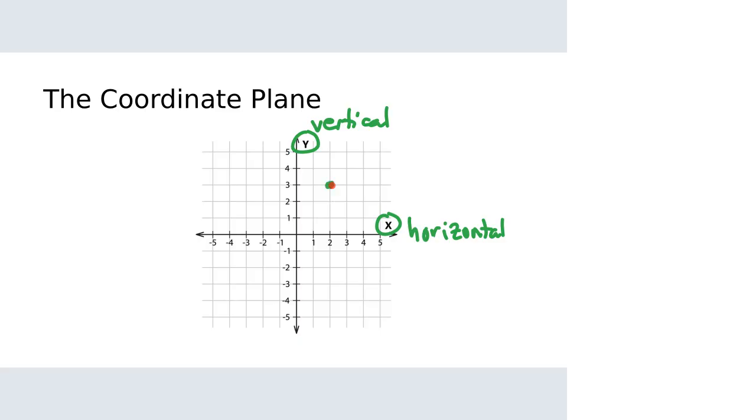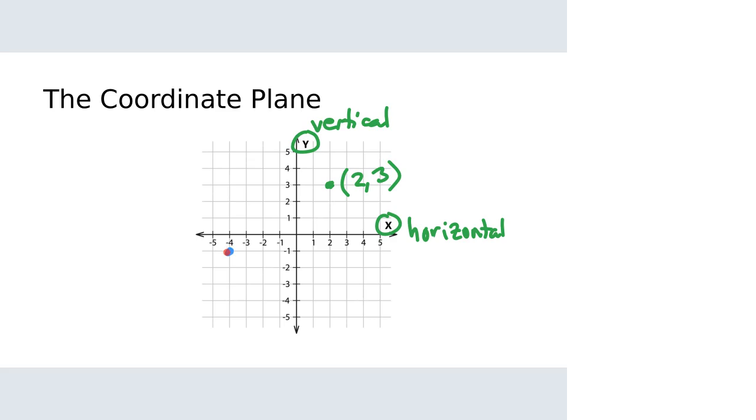And if we were going to graph a point on here, let's say we're going to put a point right here, the way that we name that point is the x-coordinate first and the y-coordinate second, alphabetical order. So this is 2 in the x direction, and then it's 3 in the y direction. So this is the point 2, 3. The x-coordinate is 2, the y-coordinate is 3.